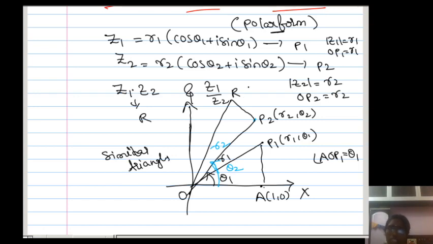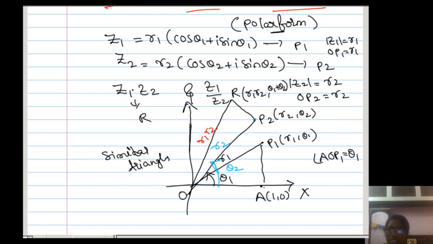What is R here? Z1, Z2. What does Z1, Z2 represent? R1 R2, comma, theta1 plus theta2. How? Let us see. First, what is the Z1, Z2 formula? If you do the product, theoretically, R1 into R2, cos theta1 plus theta2, plus i sin. So, what is the OR distance? R1, R2. This is mod Z1, Z2.